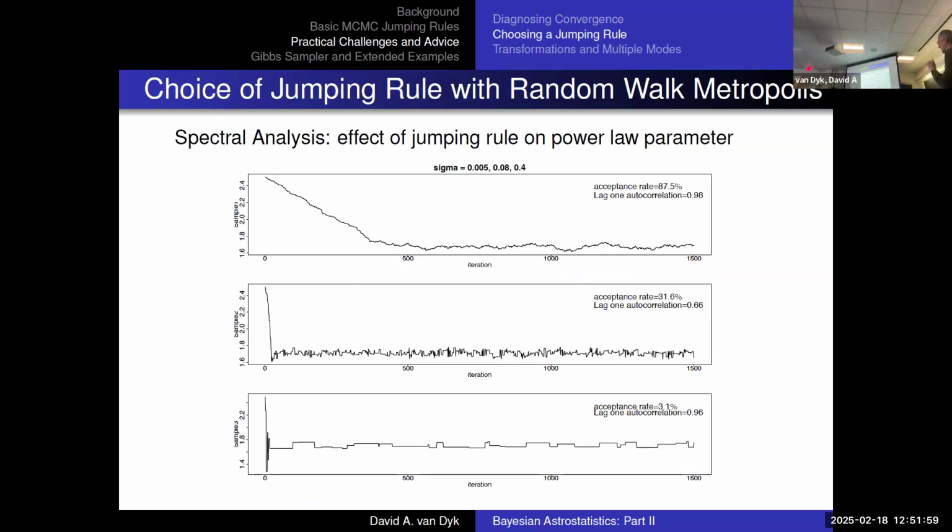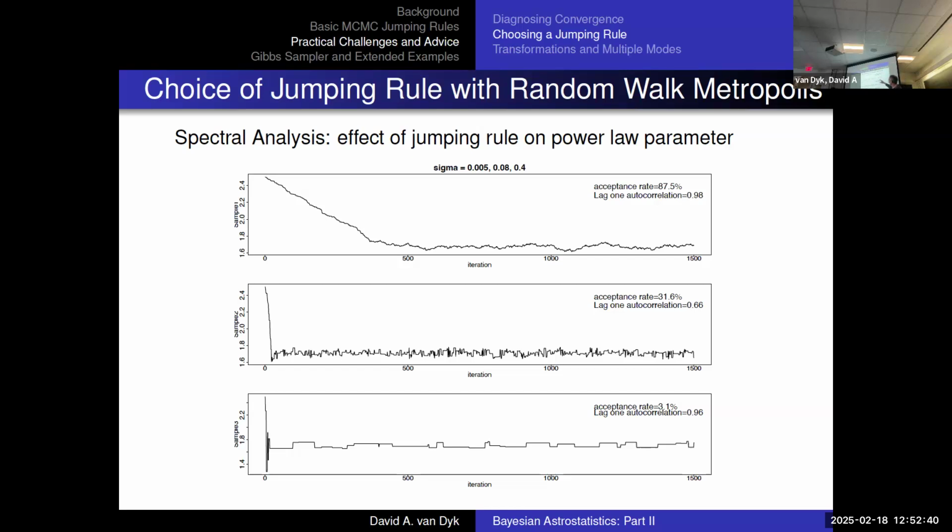Again, this is going back to that power law Poisson model, and this is for the power law parameter, beta. Now I've run the Metropolis chain 3 different times with still Gaussian jumping rules. But last time I picked a particular standard deviation, now I'm comparing 3 standard deviations: 0.005, 0.08, and 0.4. So this one I'm taking big jumps, relatively speaking. This one I'm taking tiny little jumps.